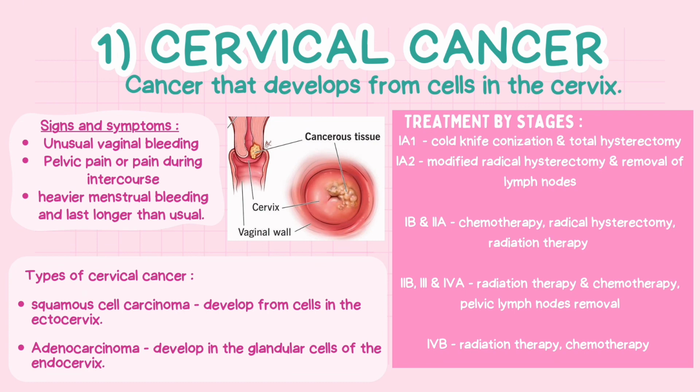For stage 1B and 2A, chemotherapy, radical hysterectomy, and also radiation therapy. For stages 2B, 3 and 4A is radiation therapy and chemotherapy, pelvic lymph nodes removal. And for stage 4B is radiation therapy and chemotherapy.